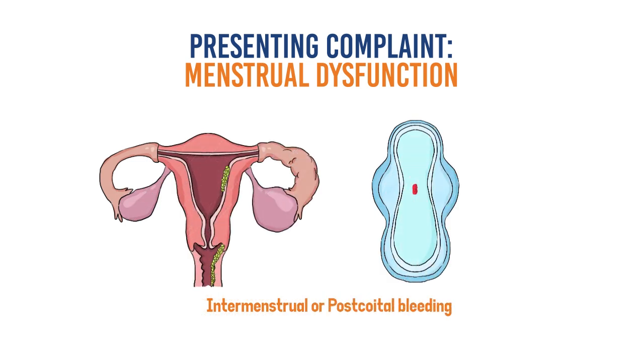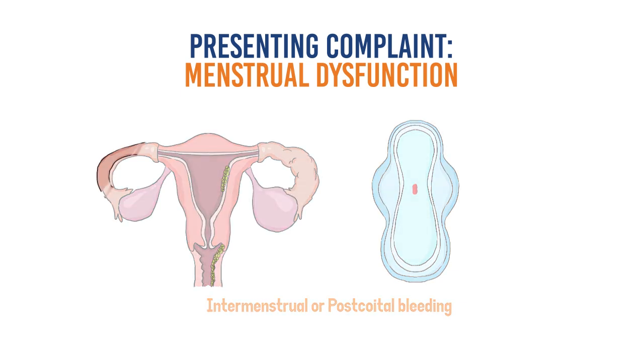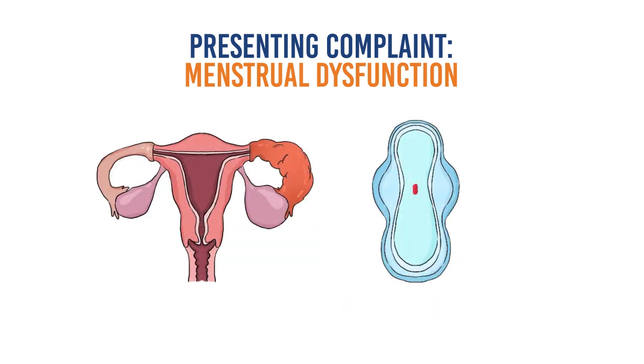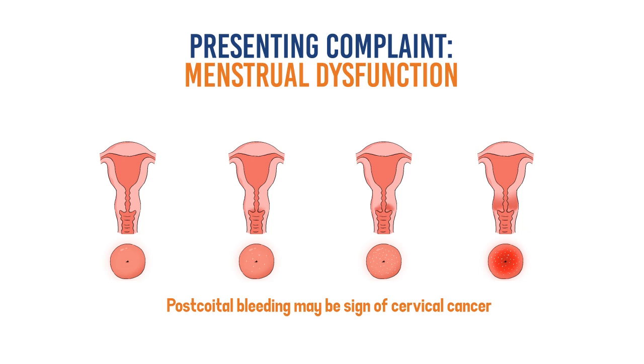Intermenstrual or postcoital bleeding may indicate a pelvic or vaginal infection, and if associated with a pelvic abdominal mass, it may be more likely to be a tubo-ovarian abscess or hydrosalpinx. Postcoital bleeding may also be a sign of cervical cancer and should be ruled out during investigations.